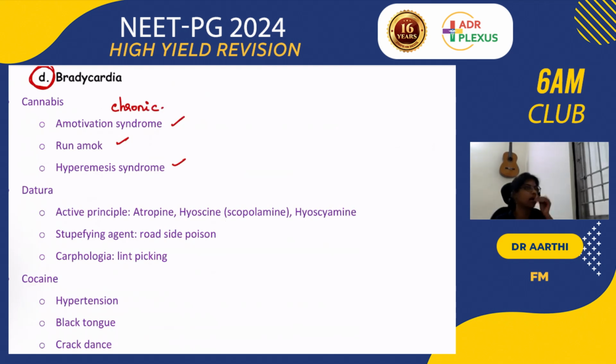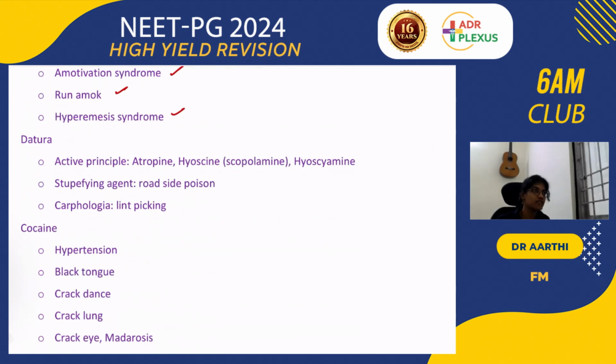Okay. In acute, he might have hallucination and all, but chronic is what predominantly they ask. Datura, we have seen, is a stupefying agent. He might also have lint picking behavior. Like in Parkinson's, a pill rolling behavior, lint picking behavior are all seen in Datura.